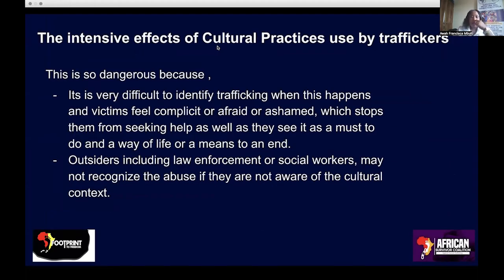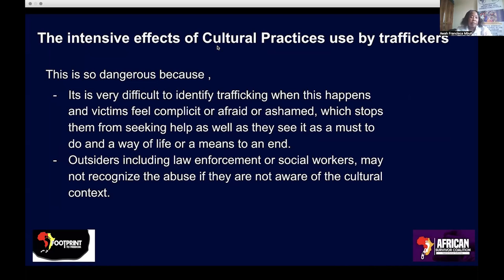We have the intensive effect of cultural practices used by traffickers. This is something very dangerous, but unfortunately it is difficult to identify trafficking when this happens. Victims feel complicit, afraid, or ashamed. Victims are so bound to their tradition and culture that it most often stops them from seeking help. They see it as a must-do, a way of life, or a means to an end. They also stick to these abuses because they are afraid their family lineage might be called out by the traditional council or punished.